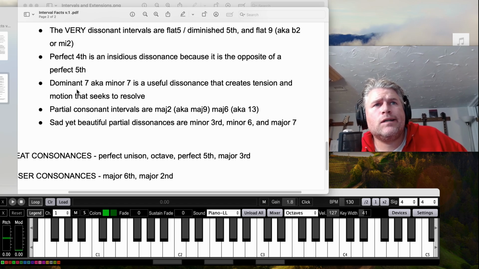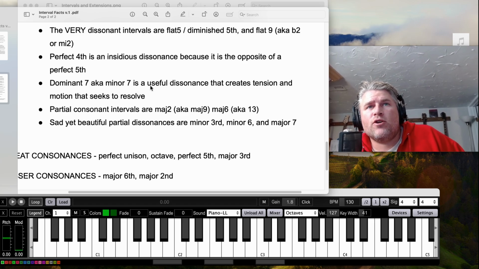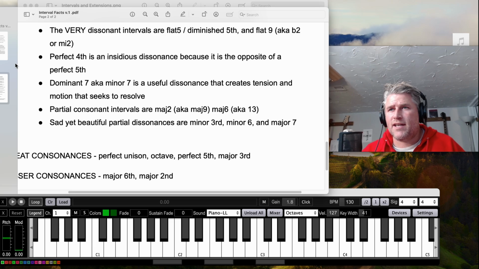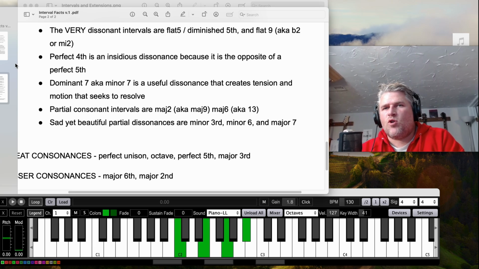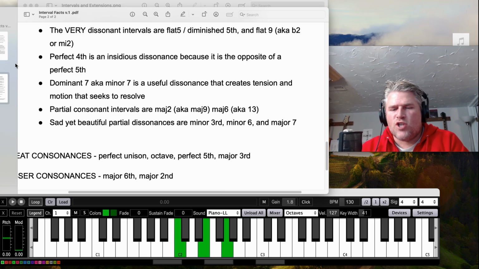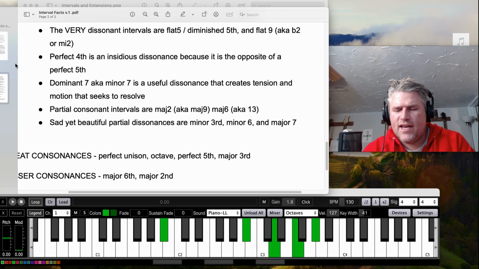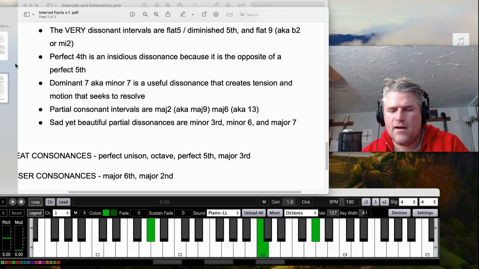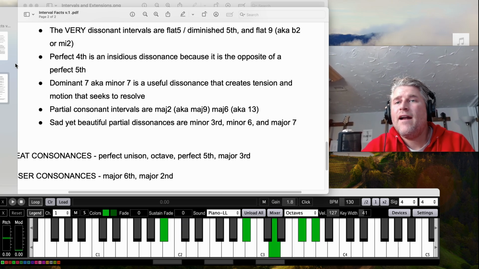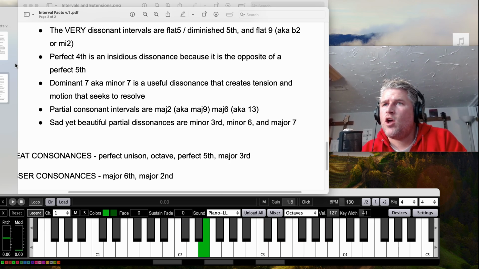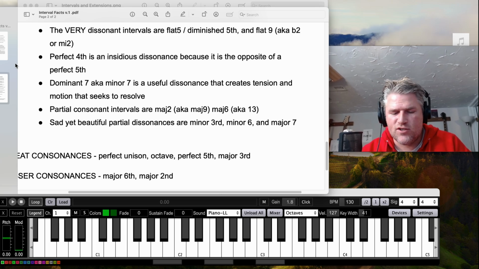Anyway, dominant 7th, aka a minor 7th, is a useful dissonance that creates tension and motion that seeks to resolve, and it is the foundation of what you call the dominant 7th chord or the C7 chord. So C major, the dominant 7th chord is this, and it wants to resolve to this in Western music, to F major. But it's also the foundation of jazz.